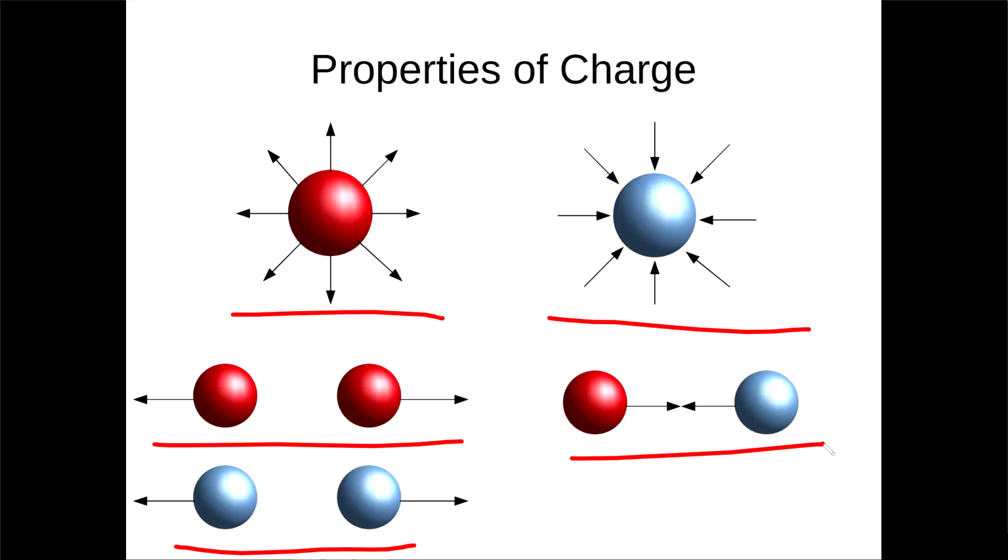On the other hand, unlike charges will want to attract. They will have an attraction force between them and they will pull towards each other naturally, just from their electric fields interacting with each other. So those are just a few properties of charge that we need to understand in order to understand what's really happening with electricity.